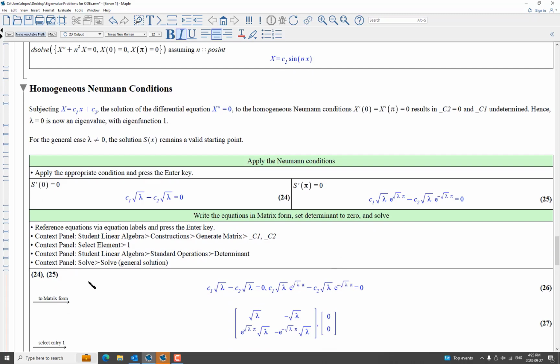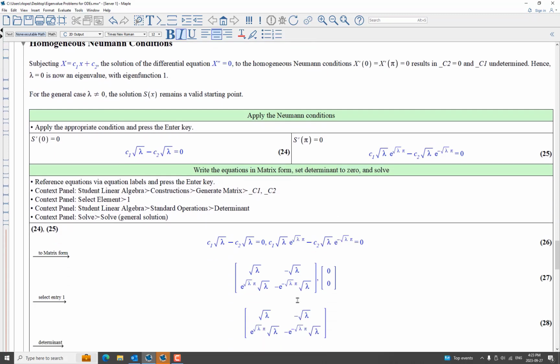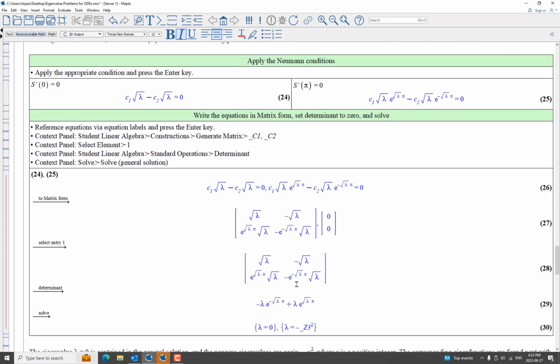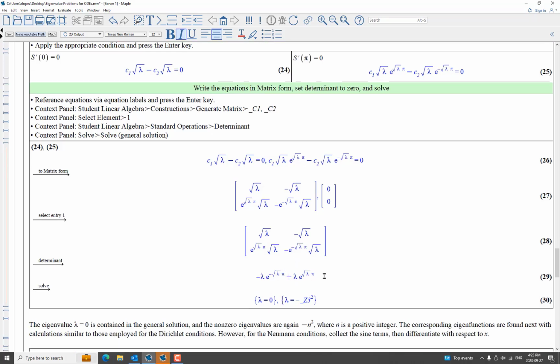So here they are together as a sequence. Put them in a matrix form. These are the coefficients. This is the right-hand side. These are homogeneous equations. The determinant needs to be 0. Here is the determinant of this matrix. You set it equal to 0, which is what the solve command will do. And it says, okay, the solution is lambda equals 0, which we've already dealt with. And lambda is minus n squared, because this is an integer.